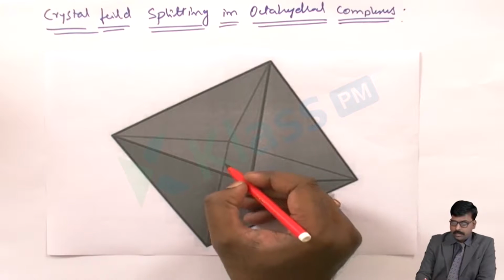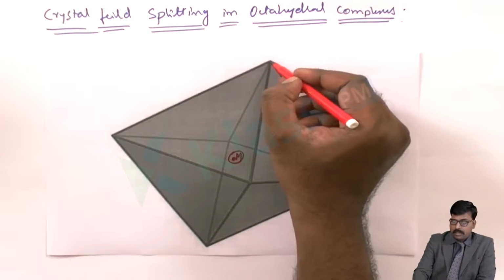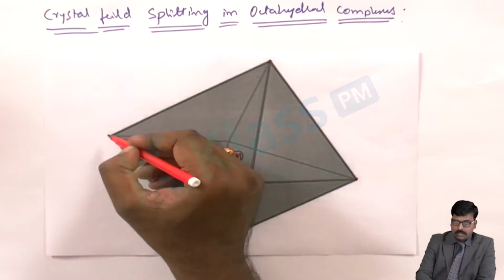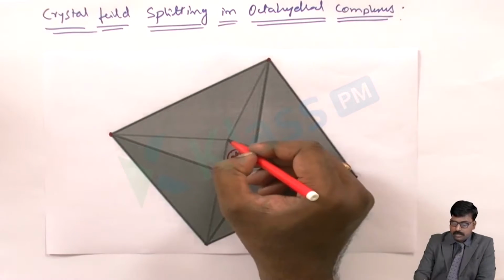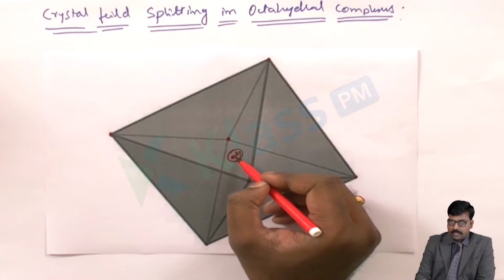So at the center, the metal atom, the metal ion, will be there. And all these points are the ligands. The ligands are arranged in this way, and at the center, the metal atom will be there.